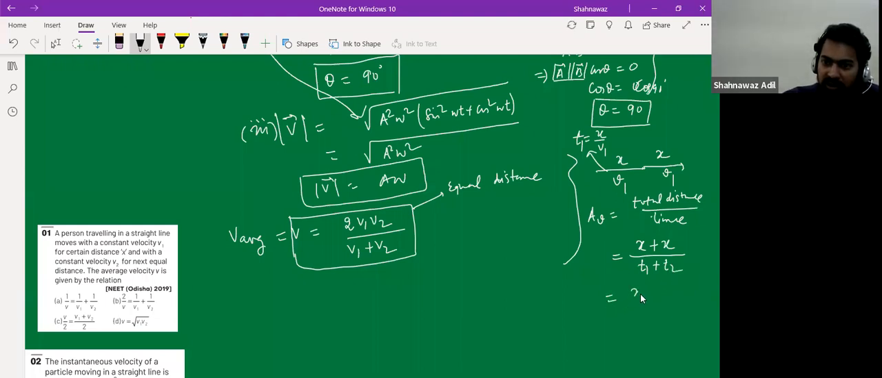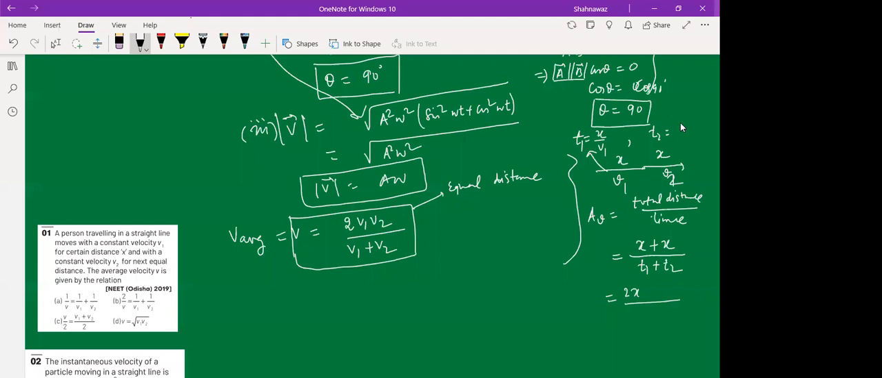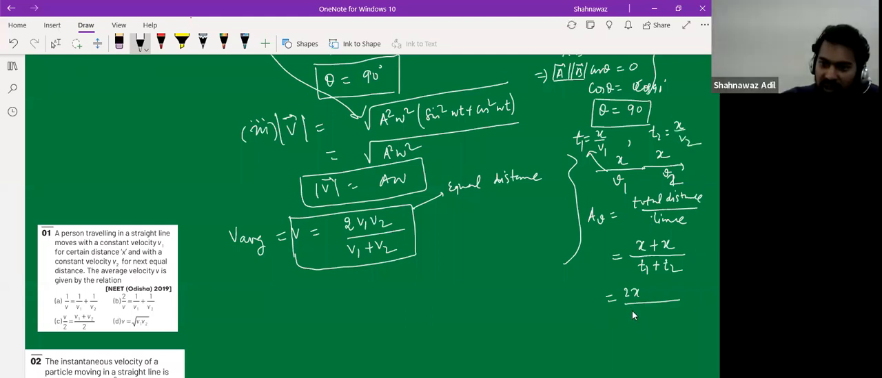Understood? Yes. And what will be T2? X by V2. Yes, x by v2. So this is what x by v1 and this is x by v2. So this will be what?